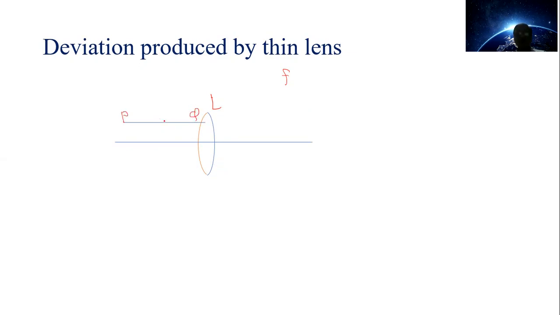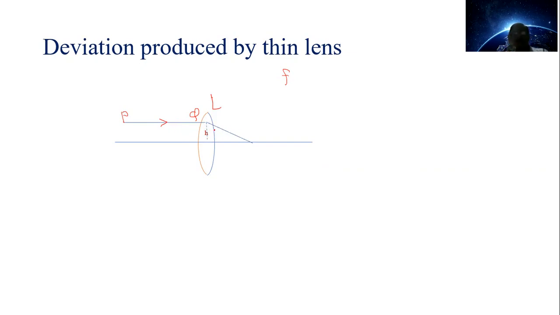The monochromatic light ray PQ is parallel to the principal axis, incident on the lens at a height h from the axis, that we can see here. Now see here, if the lens is there, what happens?